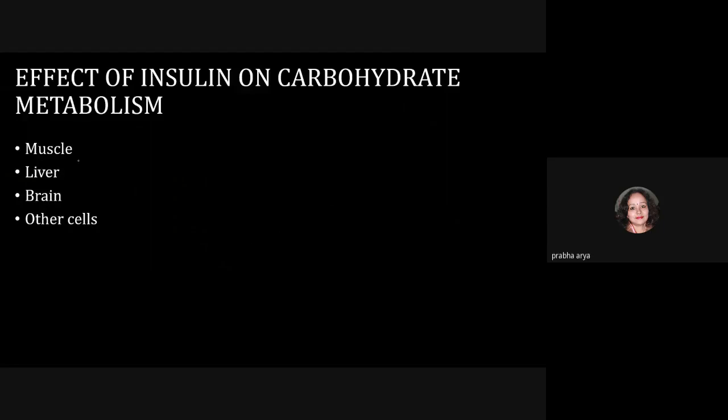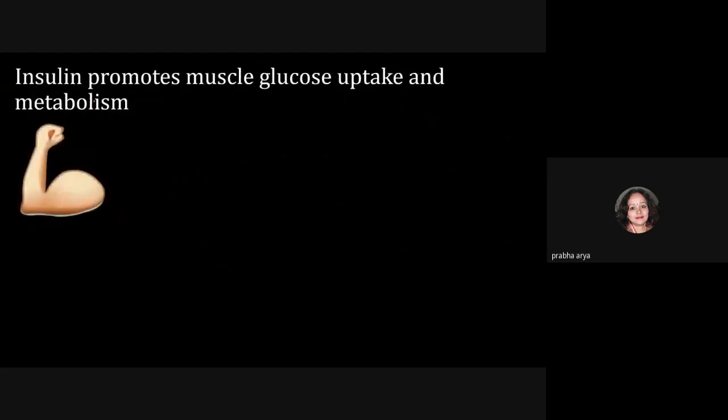Carbohydrate metabolism involves all these tissues: muscle, liver, brain, and other cells. Specifically, I'll start with muscle. Insulin promotes muscle glucose uptake and metabolism. So what happens in this case? It has two effects. First, it shows its effect on exercising muscle.